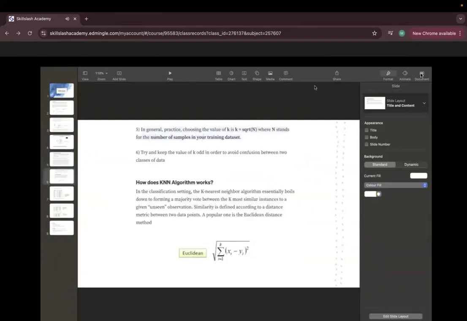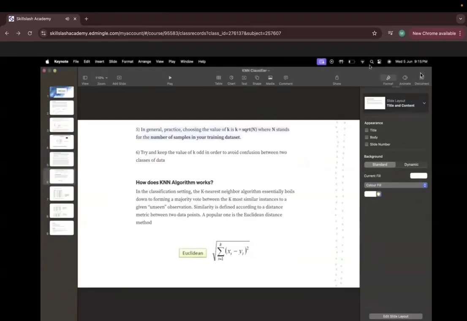Now, I want your bit of participation. This is the last question for today, maybe. In general practice, the value of k is equal to the square root of n, where n stands for the number of samples in your training data set. Which means what, guys? Root over what? Root over x train, root over y train, root over x test, root over y test. What should we do? Very basic.